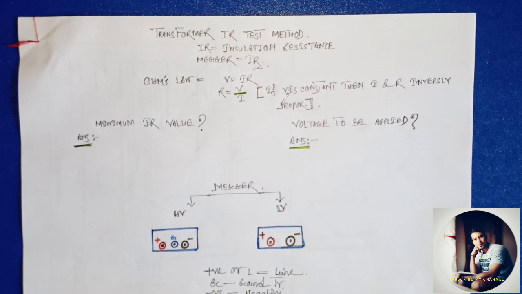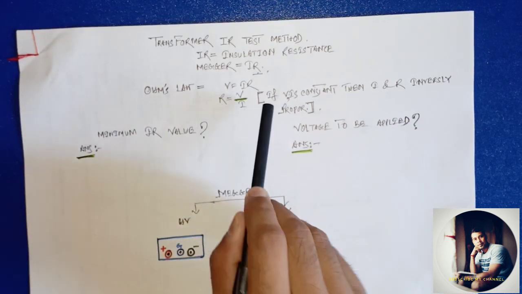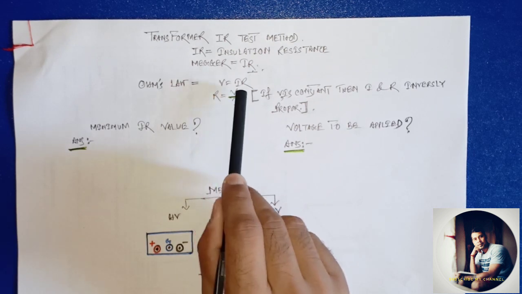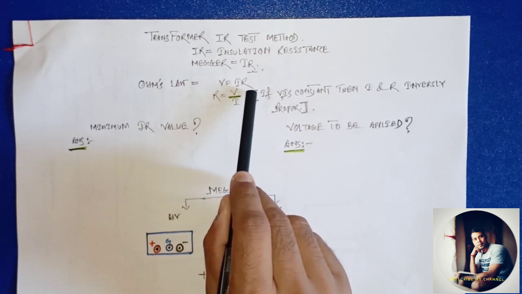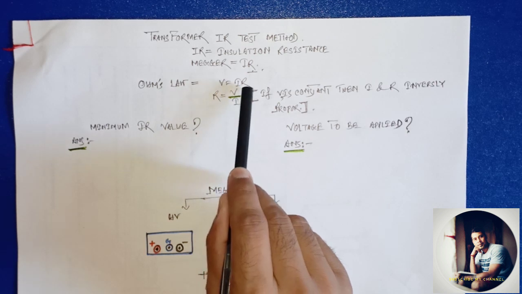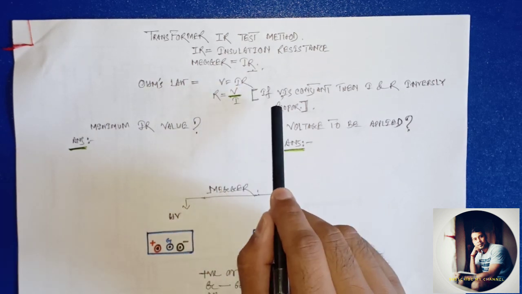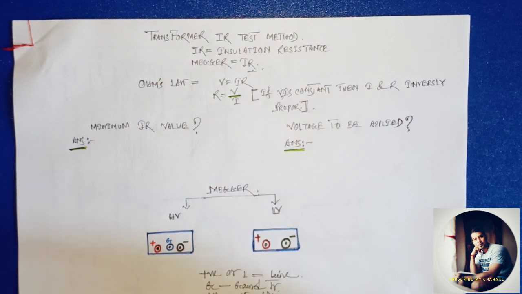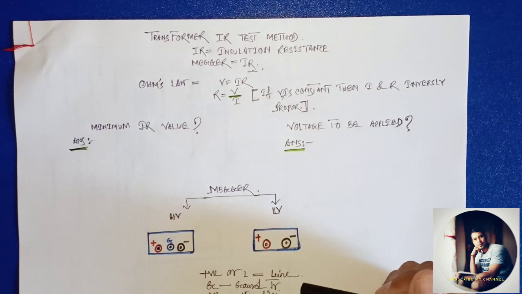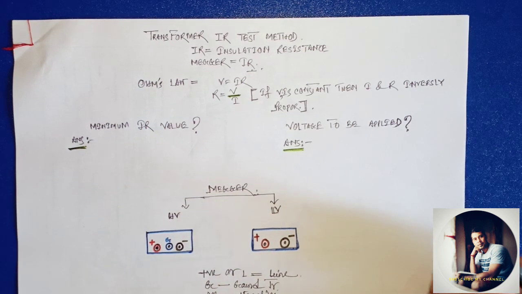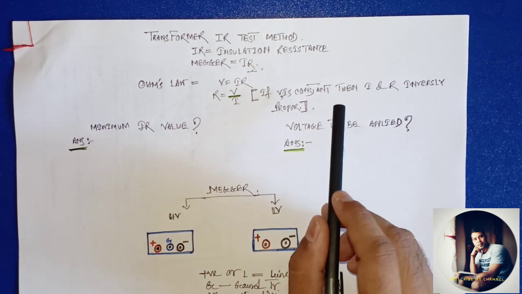And how does it work? It works on Ohm's law: V equal to IR. V stands for voltage, I stands for current, and R stands for resistance. From this equation, R equal to V by I. When we apply DC voltage for testing the IR value, or Megger test, in that case V remains constant.